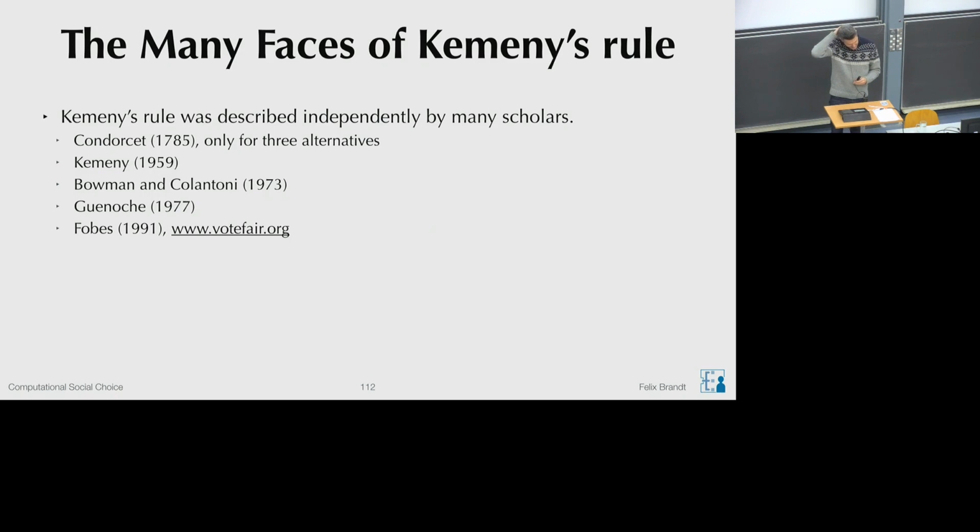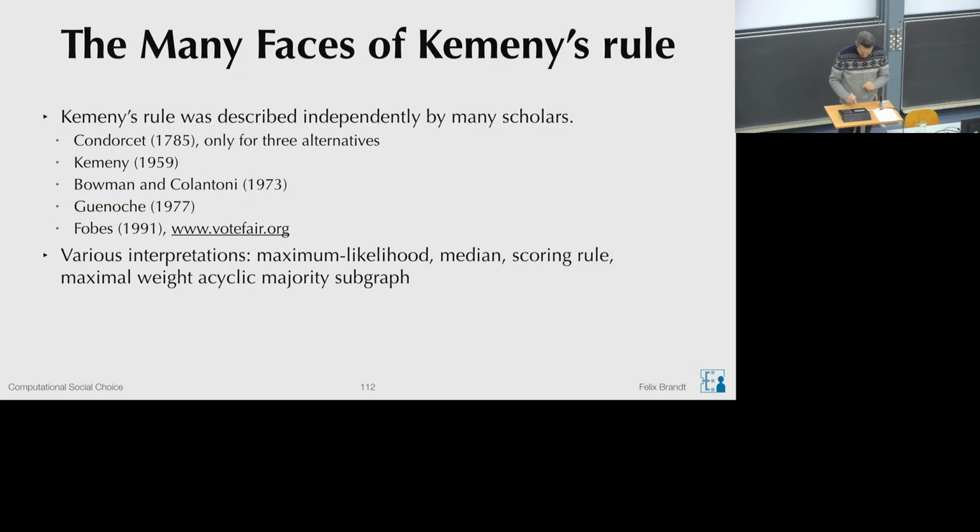Actually, a postdoc of mine, I think in 2006 or 2007 or something, reinvented Kemeny's rule twice. He was telling me that he found a great social choice function, and then after we looked at it for a while, we realized that it's exactly the same thing as Kemeny's rule. So here's a list of things that describes how Kemeny's rule can be seen. Maximum likelihood is what we have seen last time. Then this median view is actually quite interesting.